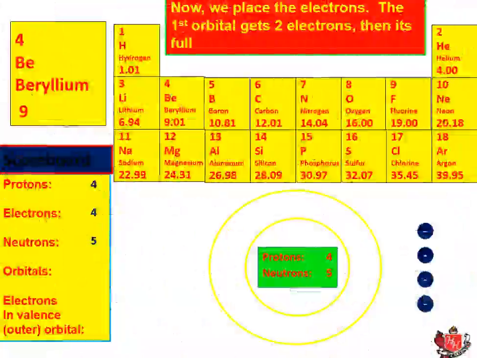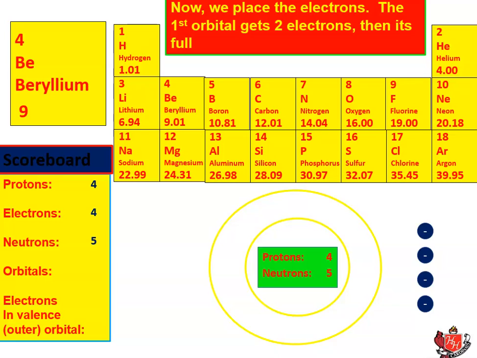All right, so now we get to place the electrons in the first orbital. The first orbital gets 2 electrons and then it's full. Remember we said that because hydrogen and helium are the only 2 elements in the first row, that means the first orbital can only hold 2 electrons.